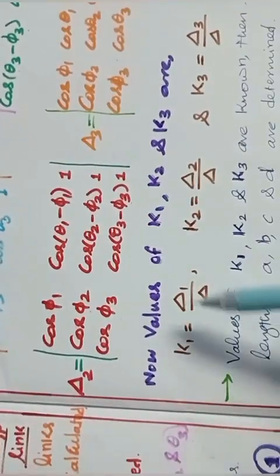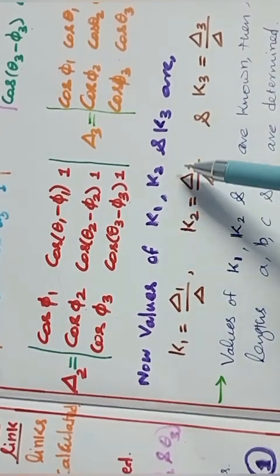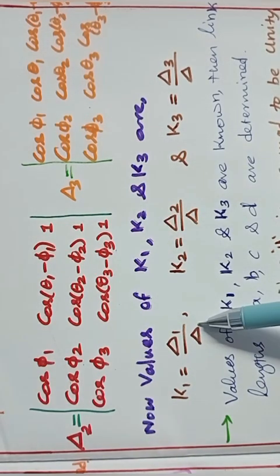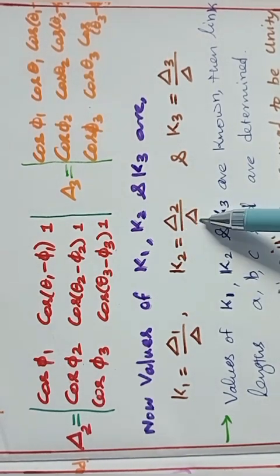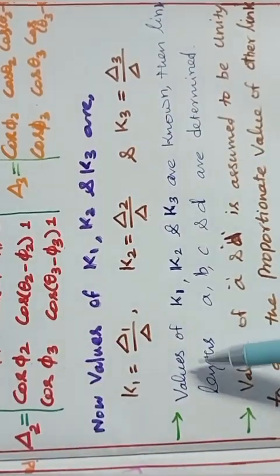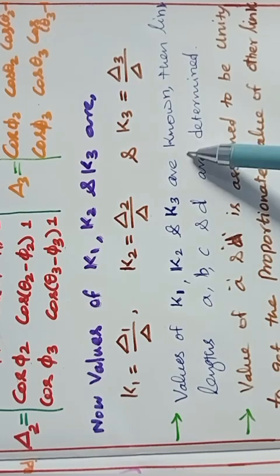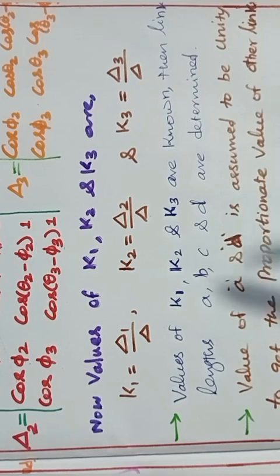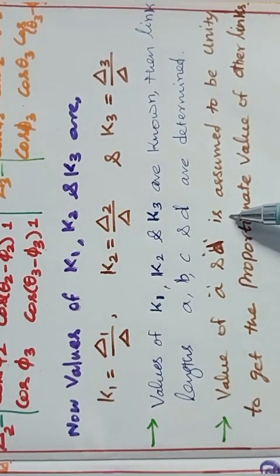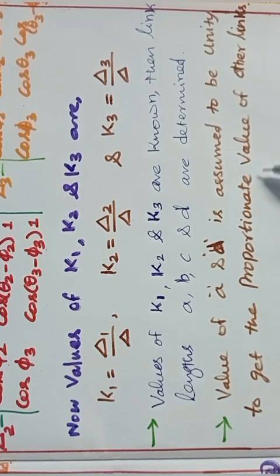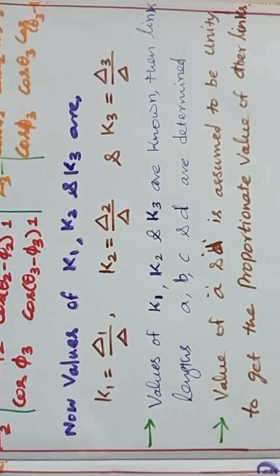So now the values of k1, k2 and k3 are: k1 equal to delta 1 by delta, k2 equal to delta 2 by delta, and k3 equal to delta 3 by delta. Once the values of k1, k2, k3 are known, the link lengths a, b, c and d are determined. The values of a and d are assumed to be unity. Practically, a and d are assumed to be unity to get the proportionate values of the other links.